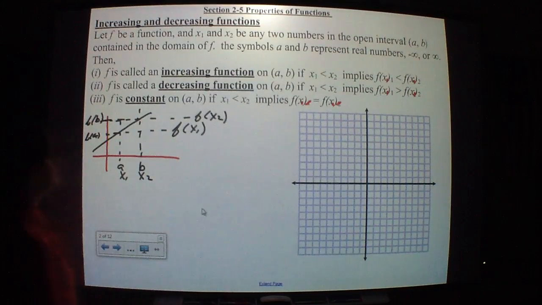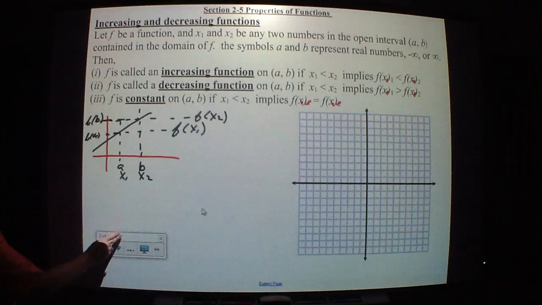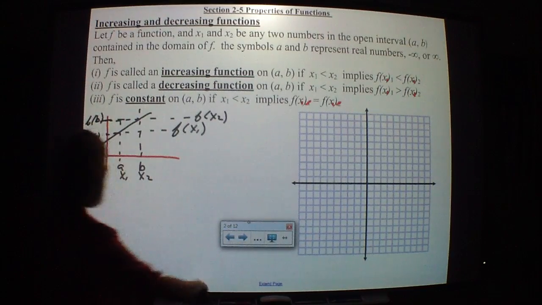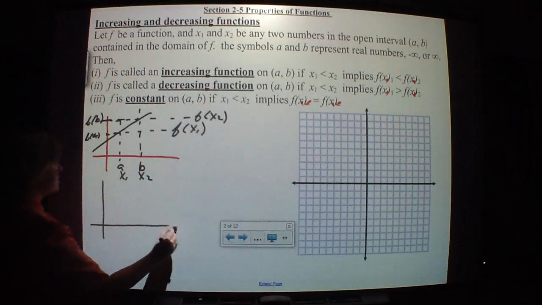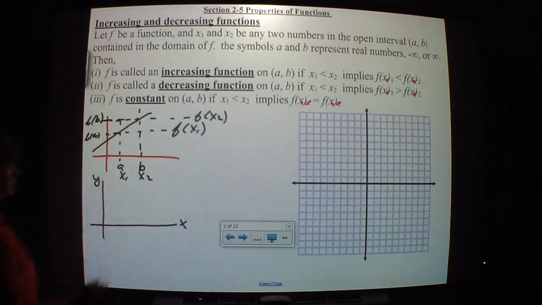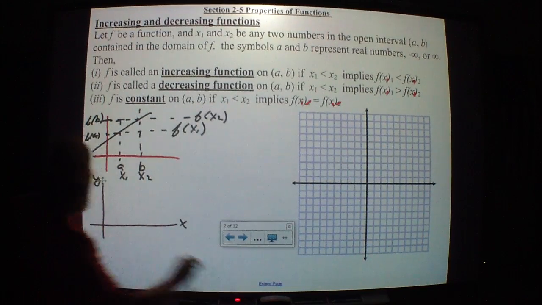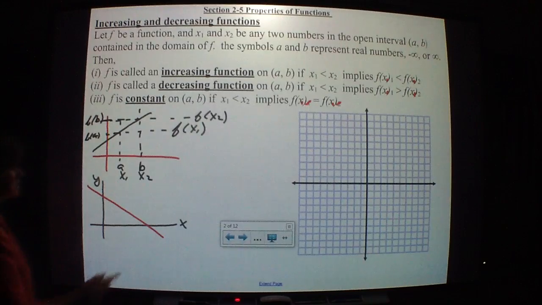f is called a decreasing function if x sub 1 less than x sub 2 implies f of x sub 1 is greater than f of x sub 2. So again, I have an x-axis and a y-axis. And I have some function here. There's my decreasing function going down.